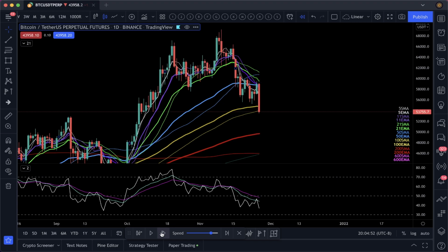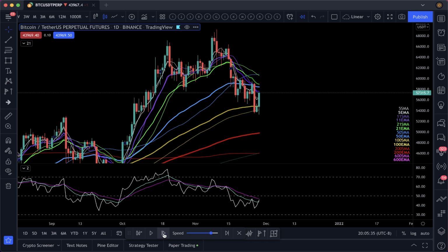Bam, got smacked down, used the 50 as resistance. Why? Because you have your 11 here. Your 11 is below the 21 here, and then your 50 SMA is above 50 EMA. Bearish. Okay, all of this is going to be resistance, whole cluster. Bam, smack down to your 100. Use that as support though, because your 100 is still above. The 100 EMA is still above the 100 SMA.